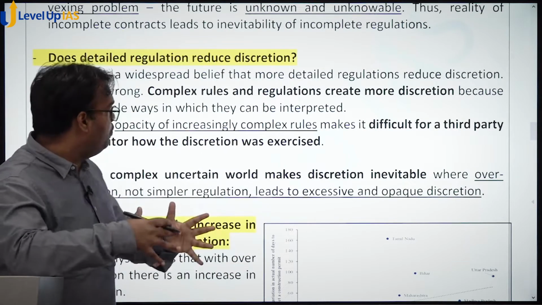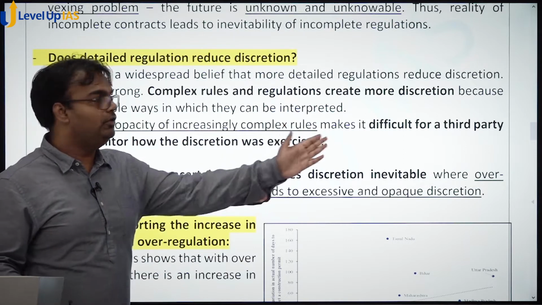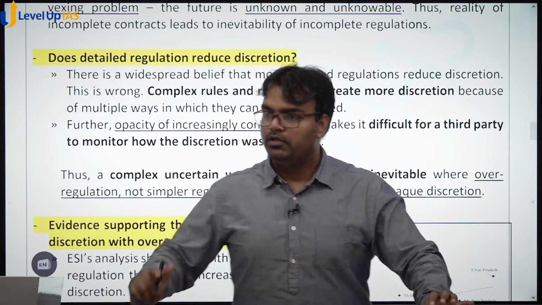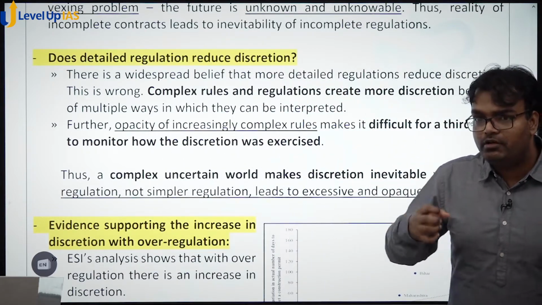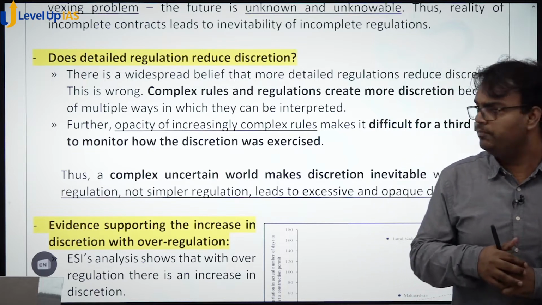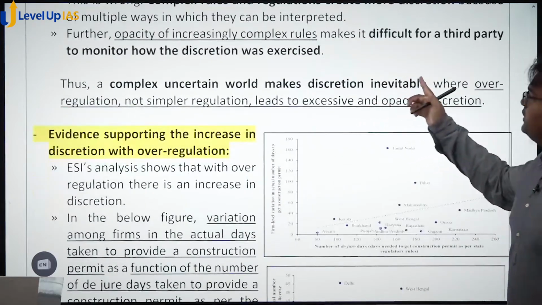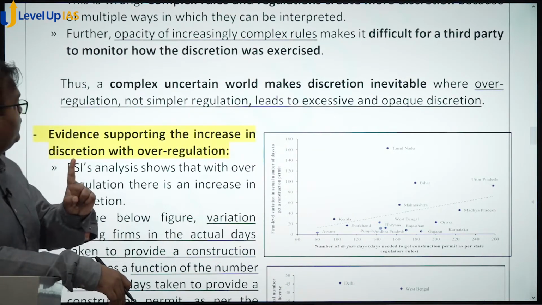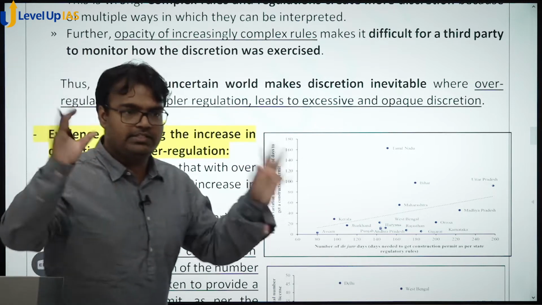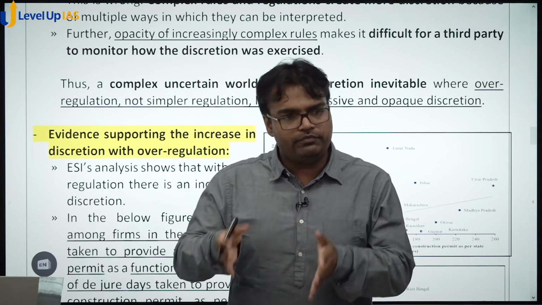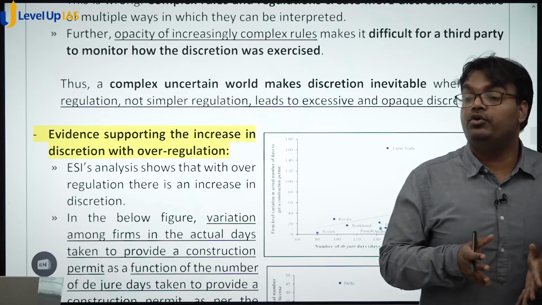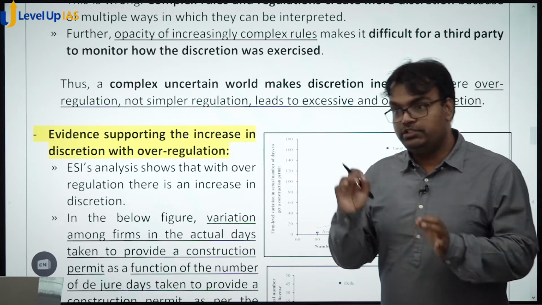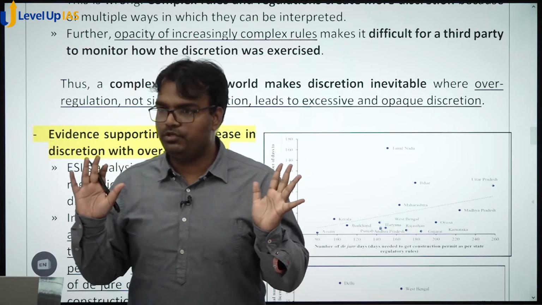Further, when rules and regulations are complex, it increases opacity and makes it difficult for a third party to monitor how the discretion was exercised. If rules and regulations are very complex, a third party will not be able to evaluate whether all these rules and regulations were exactly implemented. So a complex, uncertain world makes discretion inevitable. If a world is complex, discretion is inevitable. Even if you go for detailed regulation, discretion is inevitable. If your contract is incomplete and thus your regulation is incomplete, even then discretion is inevitable. That you have to understand.